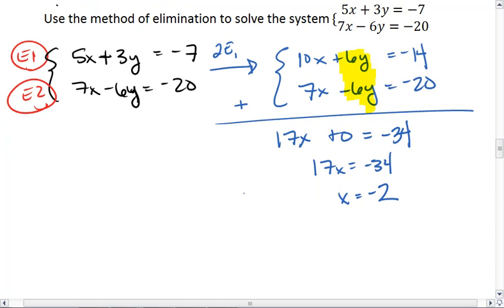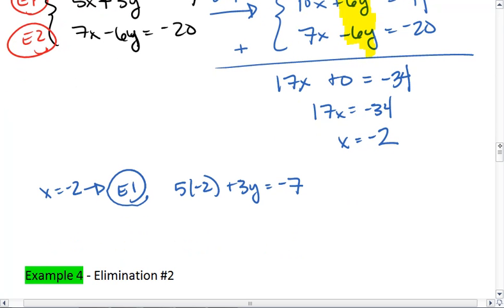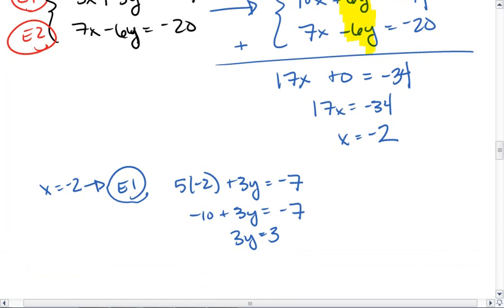I can now back substitute this into either equation. I'm going to put it into equation 1. We get 5 times -2 plus 3y equals -7. -10 plus 3y equals -7. 3y equals 3. So y equals 1. Thus, my final solution is the ordered pair -2, 1.